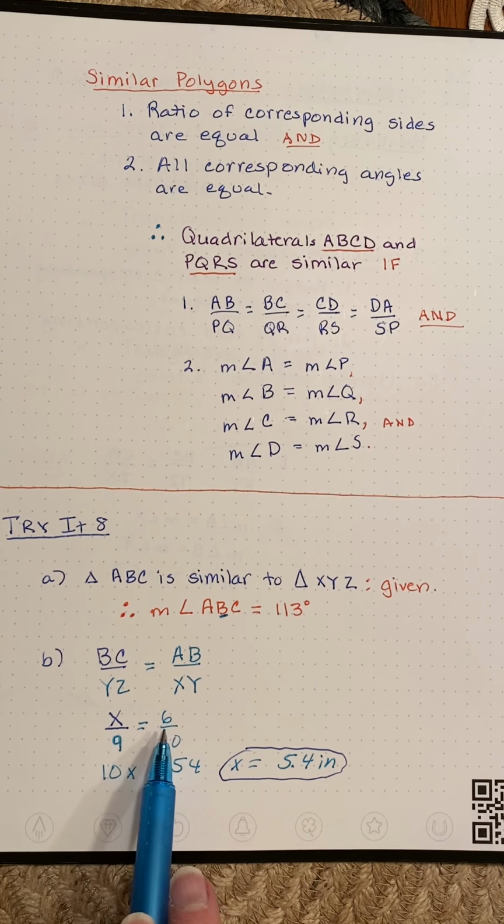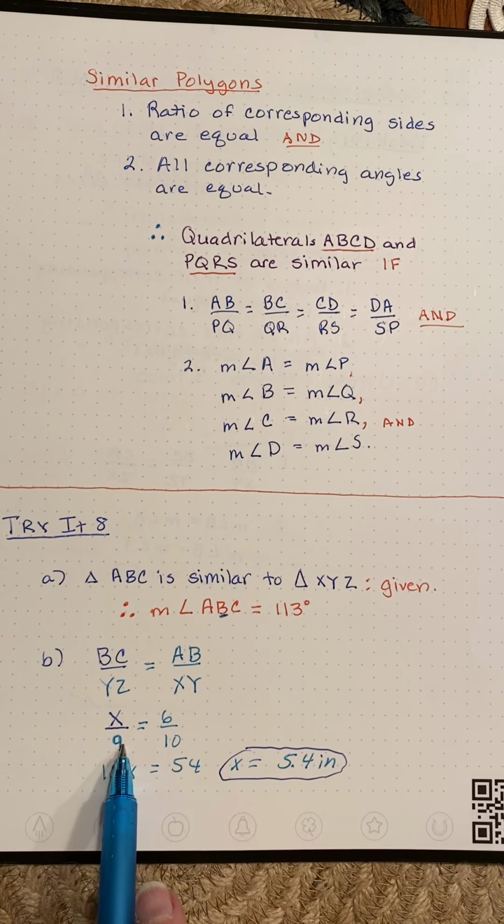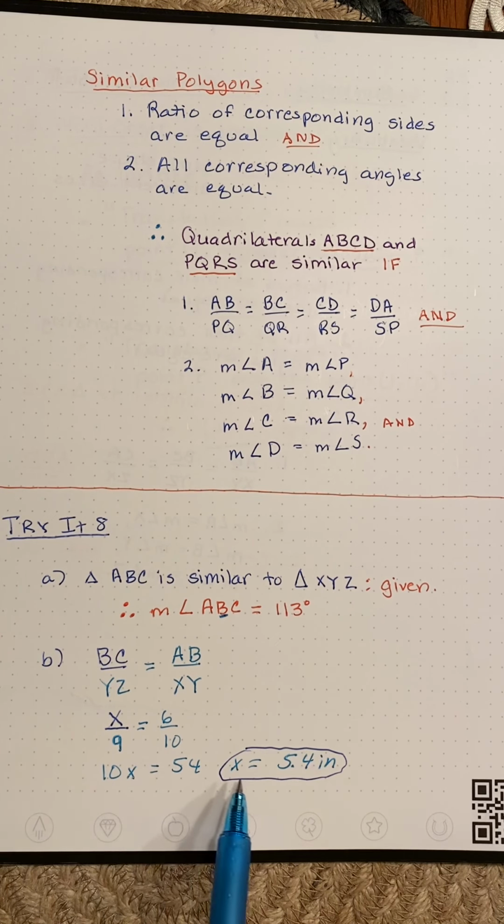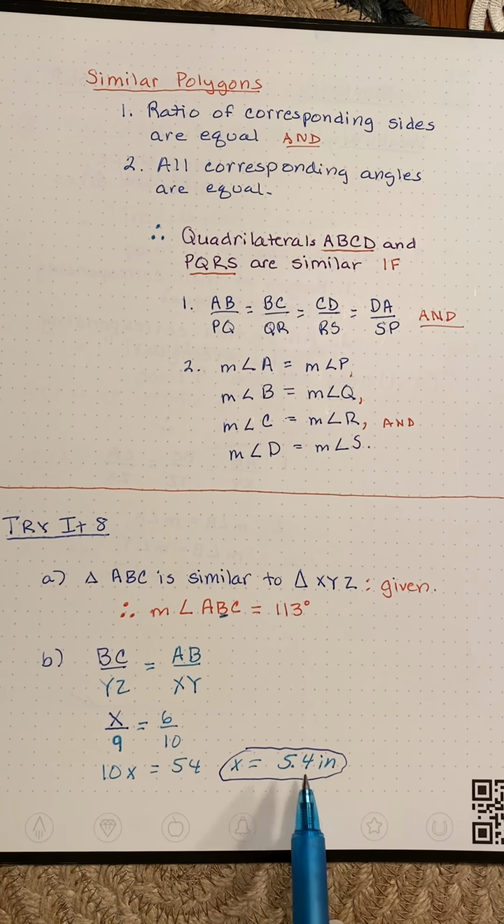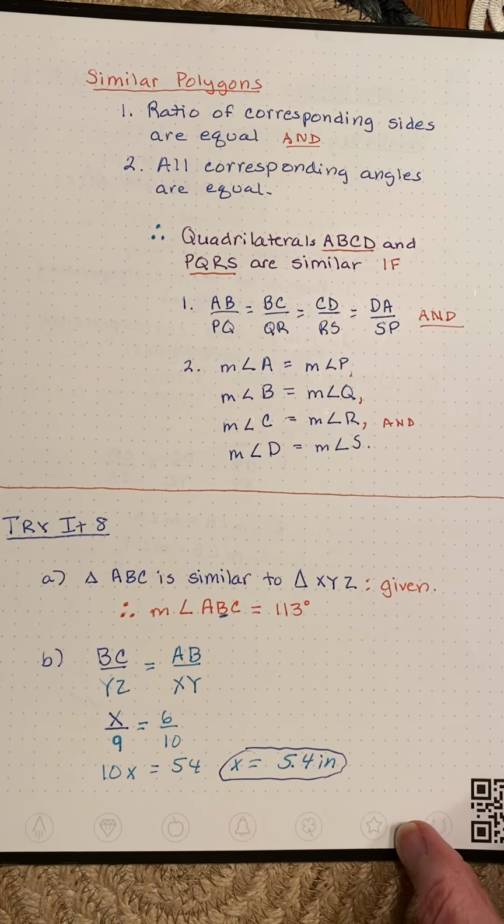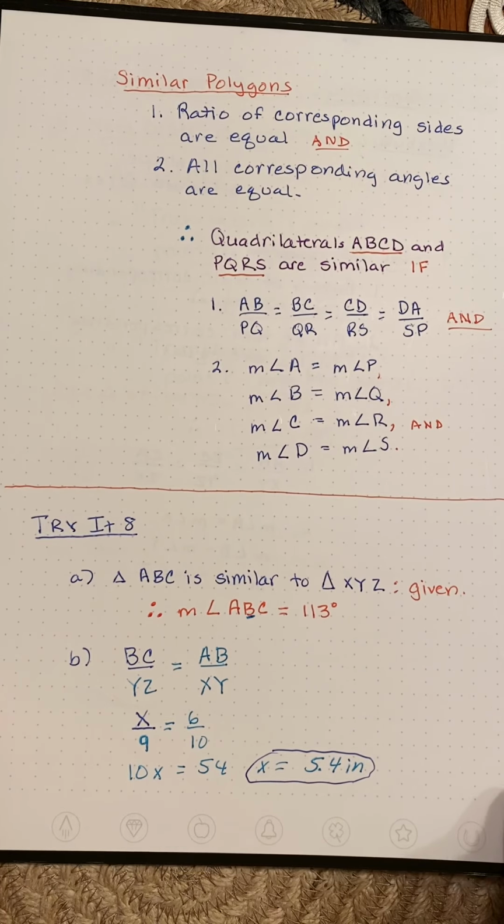Now notice we have equivalent fractions, so we do the crosses. 10x equals 9 times 6, which is 54. You divide through by 10. x is 5.4 inches. And that's how you do it. So you put a lot of things that you already know into use.